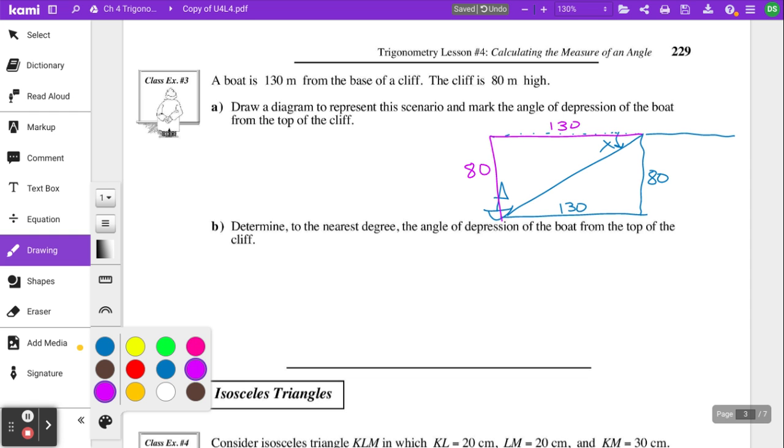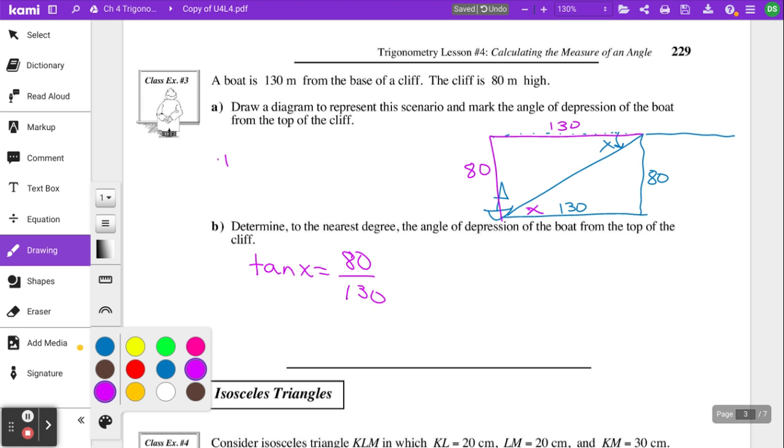The other option is, of course, to draw your little X down here in this little boat corner, right? This little X could go here if you wanted, or you can just redraw it around the X. It's the same exact thing. We're talking about the opposite and the adjacent. You're going to use tangent. Opposite is 80. Adjacent is 130. Throw it in. Find the angle of depression.